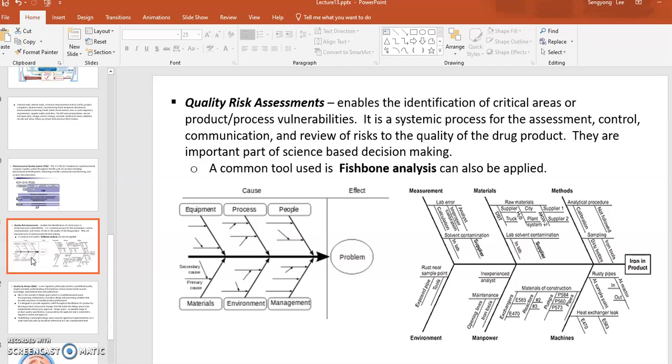So the common tool for this process is, of course, fishbone analysis or fishbone diagram, or 5 whys, and those things can be used. So in your fishbone diagram, there are major causes that contribute to the problem, right? So the causes may come from people, process, equipment, material, environment, management. Okay, so you analyze all possible problems that accumulate towards the problem.